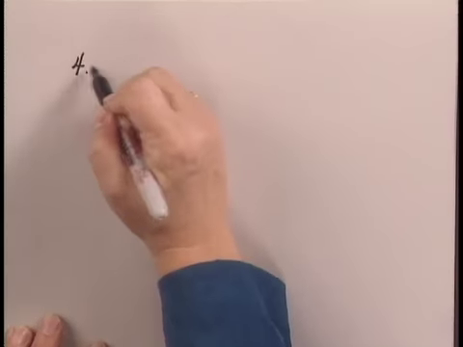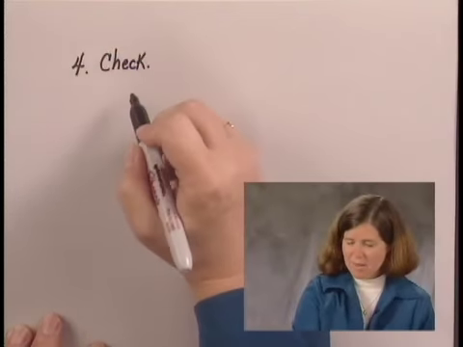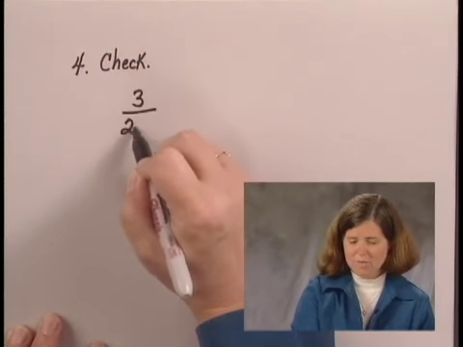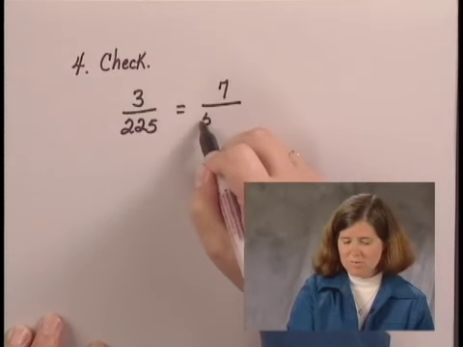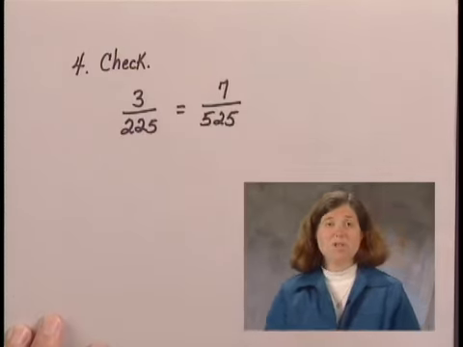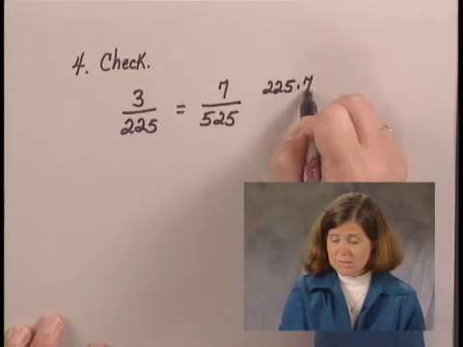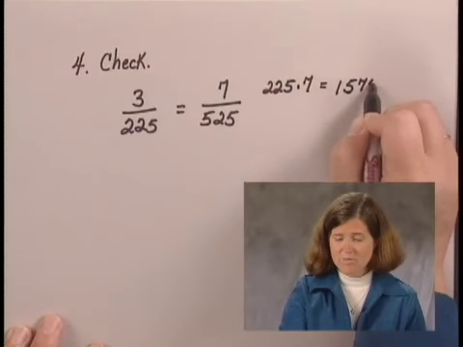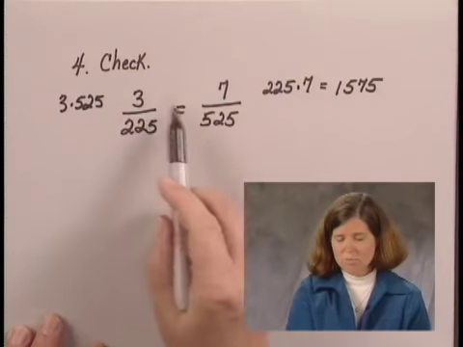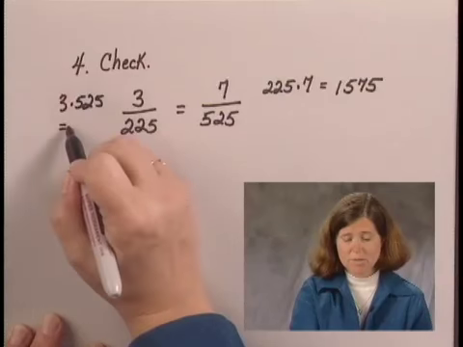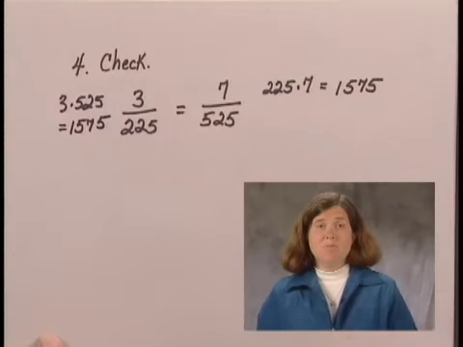That is step 4. The proportion that we had said that 3 over 225 should equal 7 over D, and we said that D was 525. So to check, let's check cross products. 225 times 7 is 1,575. 3 times 525, looking at this cross product, if we multiply that out, we would also get 1,575. So 525 miles does check.